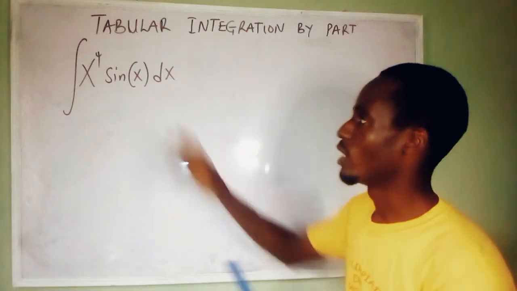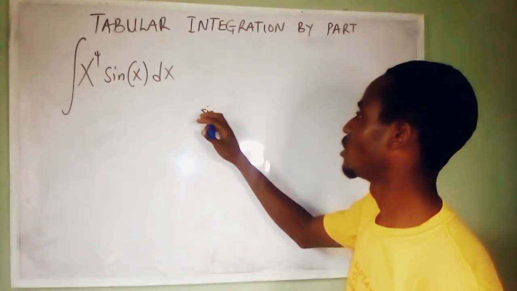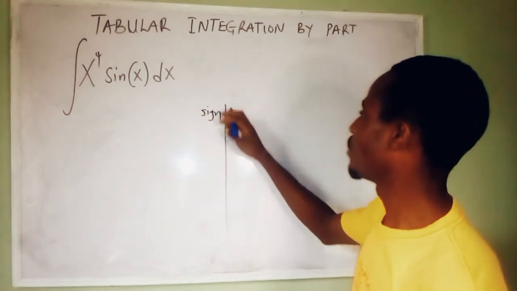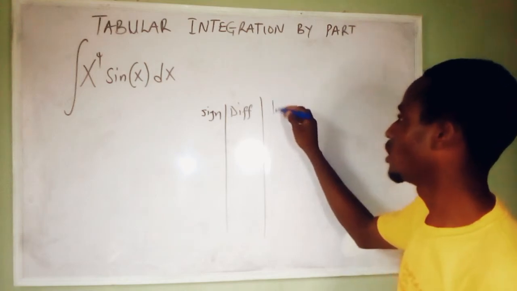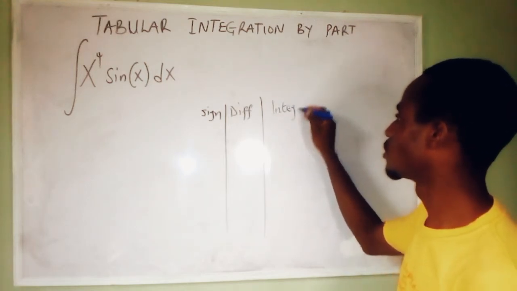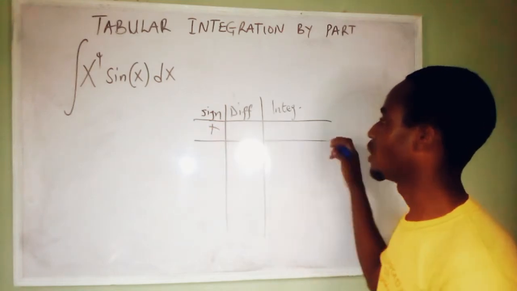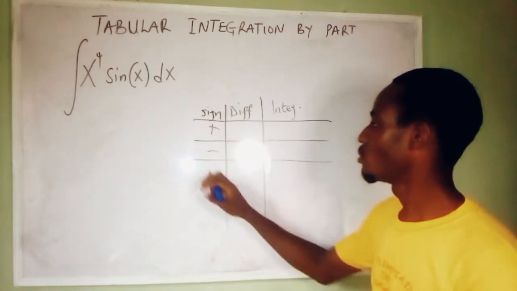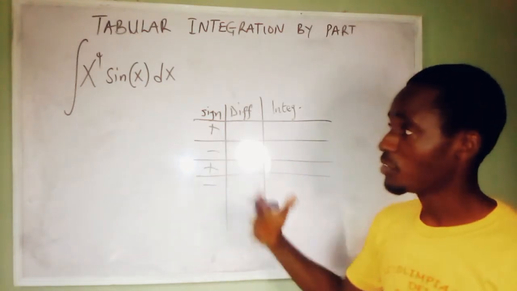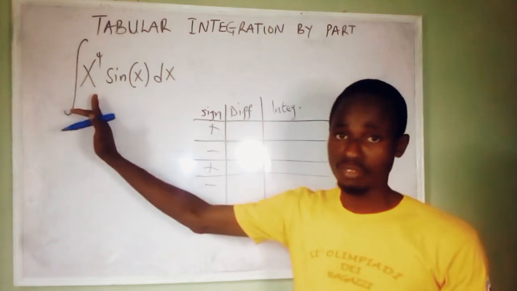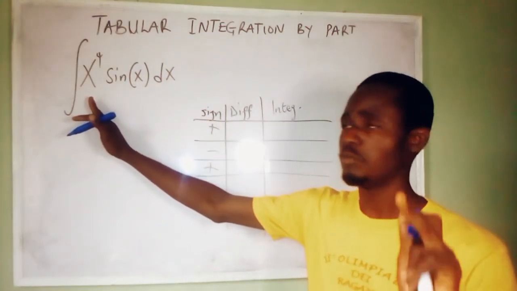So now let's look at this. To solve this, I told you I have my sign in the table, I have my differentiation, and I also have my integration. So then the positive sign, negative sign, positive, negative. So you can predict the number of positives and negatives you can have as a result of the derivative of this. And I think you should be able to perform about 4 or 5 derivatives here.